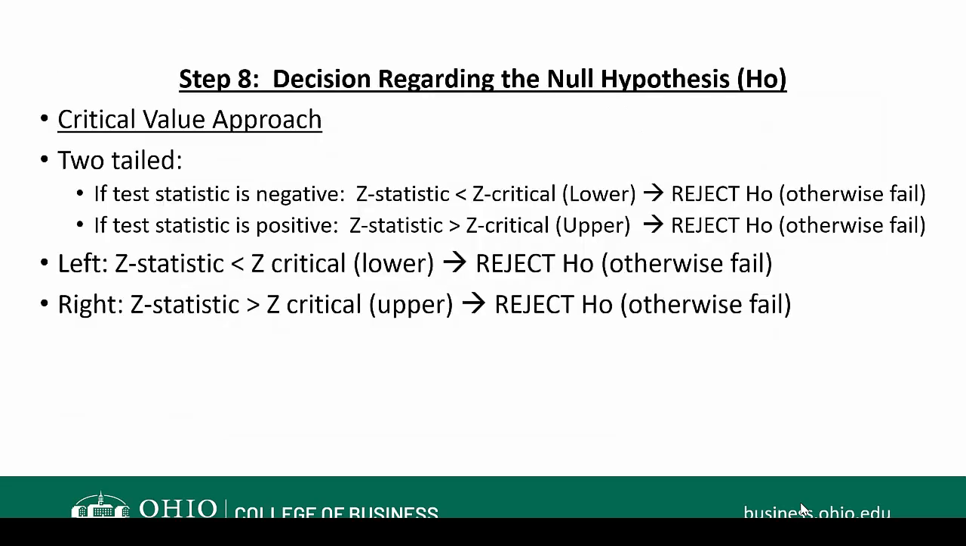Here are the written guidelines of the critical value approach, depending on the type of test. Again, we are conducting a two-tailed test, and our test statistic was positive.